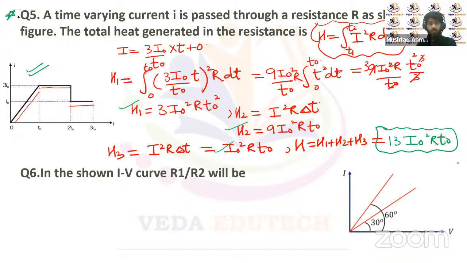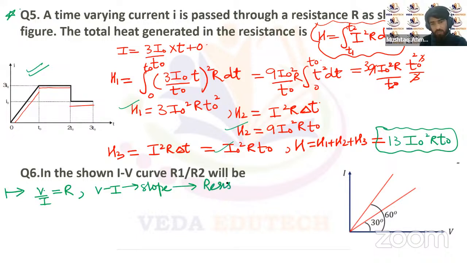Now let's talk about question number 6. The question number 6 is that an IV curve has been given, where we have to find the ratio R1 to R2. We know that according to Ohm's law, V upon I is equal to R, or the slope of the VI graph will give us the resistance.